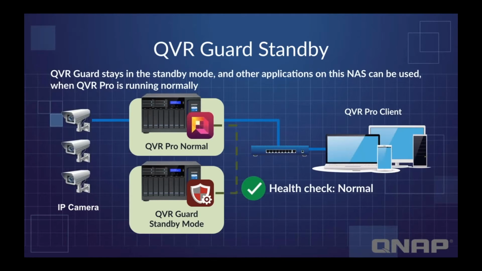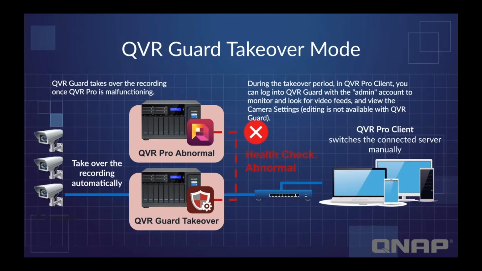And so here we can see QVR Guard standby mode. So this is what you would typically have the QVR Guard set up as. So when it's in standby mode, it doesn't really have a whole lot of resource overhead usage. You can basically use that NAS for whatever else you want to use it for. It's just ready to take over in the event of an issue occurring with the connected QVR Pro that goes down. And then you have the takeover mode.